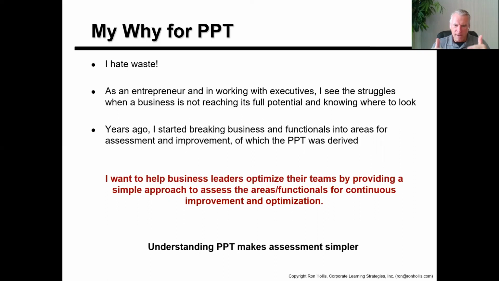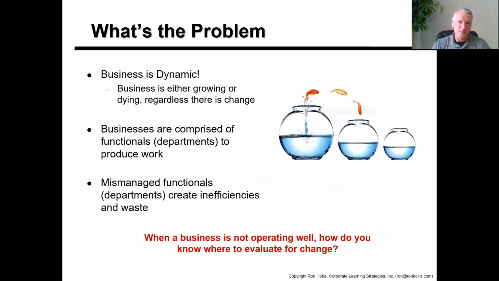Optimization. Where do I go look to make things better? And the people, process, technology is one of the first tools that allow you to start to take a complex system and simplify it so you know what to do. So let's get started. So what's the problem?